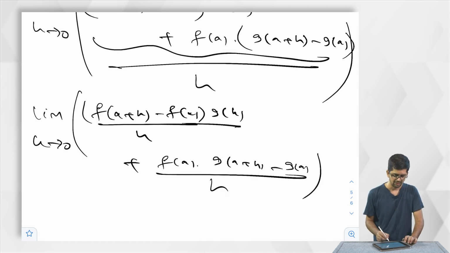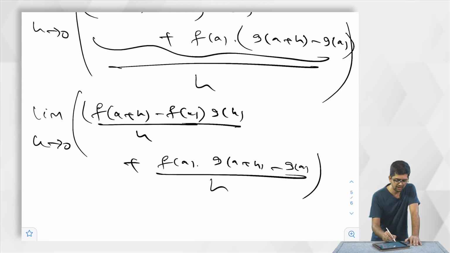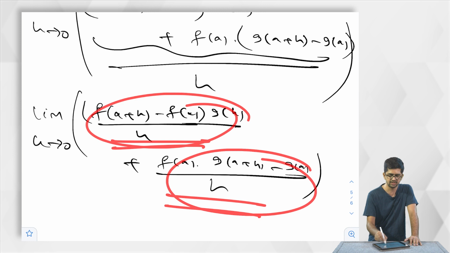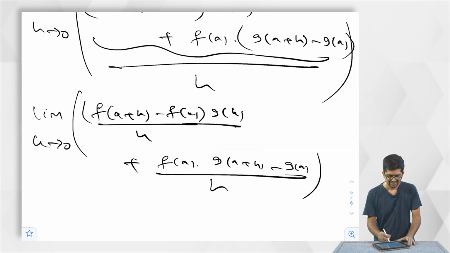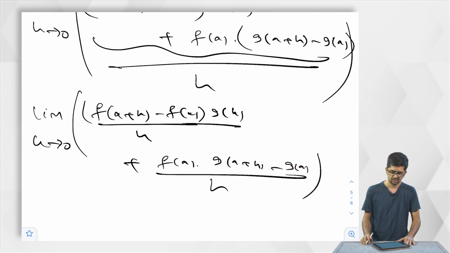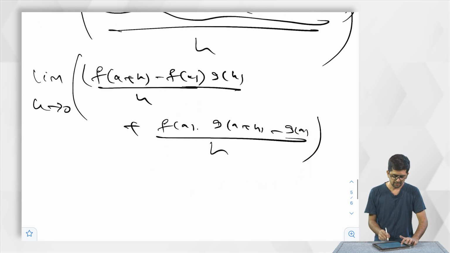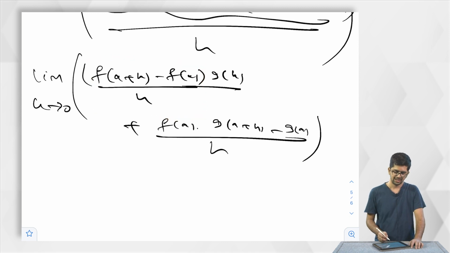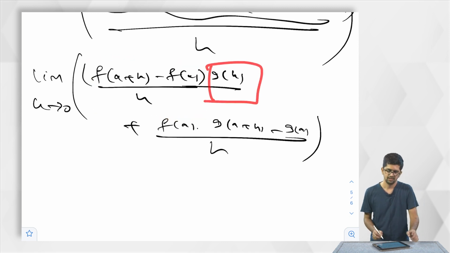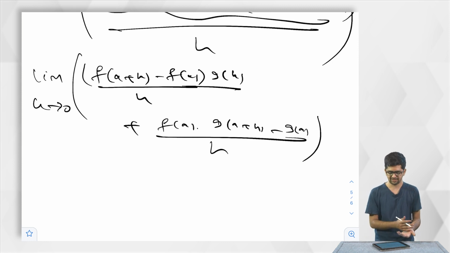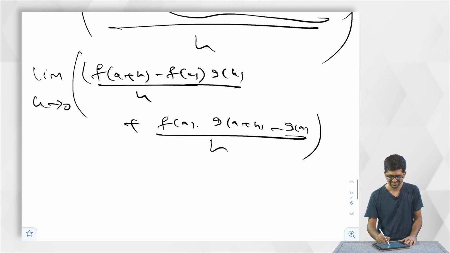Now see, if I want to write that limit of this and this is the same thing as limit of this plus limit of this, I need to know a priori that limit of this function exists and limit of this function also exists. How do I know that? I know that limit of this function exists and limit of this function also exists, right? G is differentiable, so in particular G is continuous.